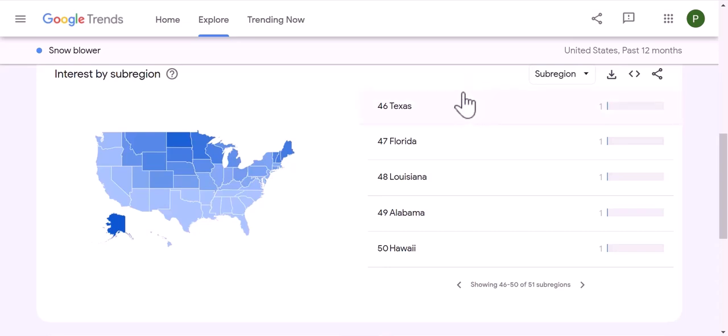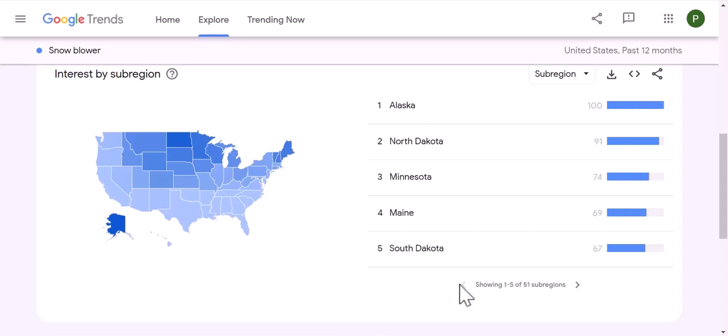So what I would actually do is exclude these locations and all these locations and only run traffic in the regions with the highest interest rate, right? So I'd probably only run with the top 10 and see how that would do if I was running a snowblower. Now this will vary depending on which offer or product you're promoting. So different products will perform differently.